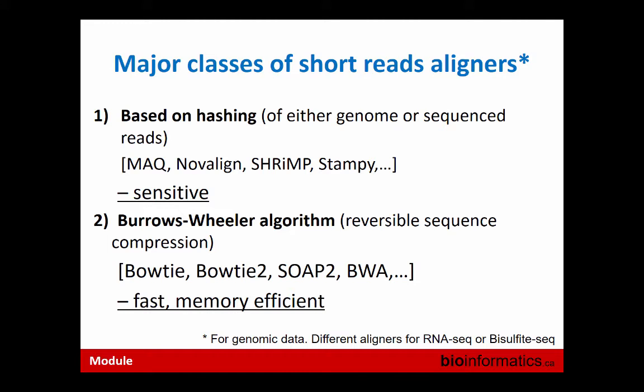We want to allow for reads to have some wobble, because, as we learned in the morning, our sequenced reads have certain sequencing errors, and we don't want to be very rigid. We would like to allow for some wobble. There are two major kinds of aligners. One is based on hashing, and the second class, which we will be focusing on, is based on Burrows-Wheeler transformation compression. And here I listed the names of those aligners.